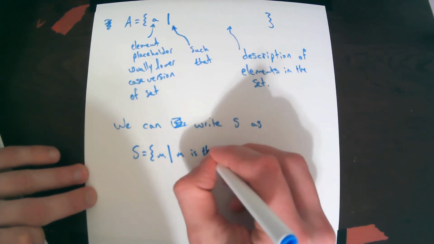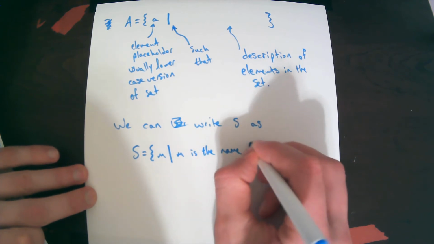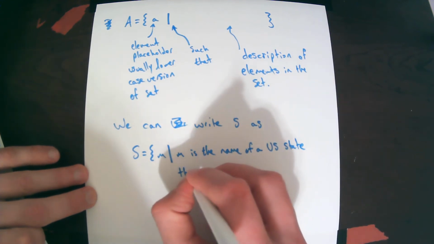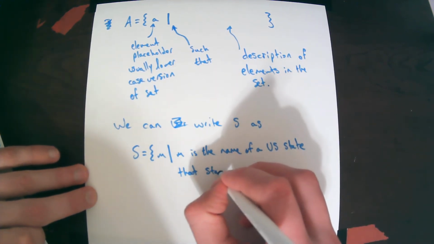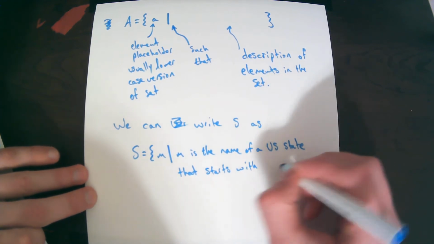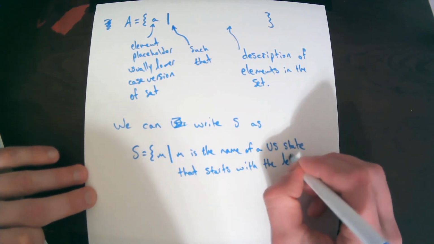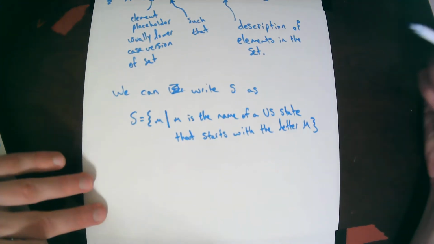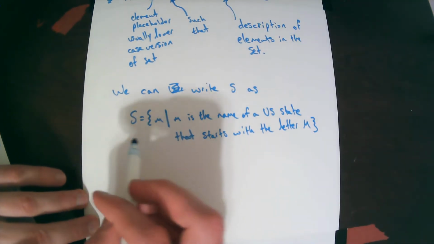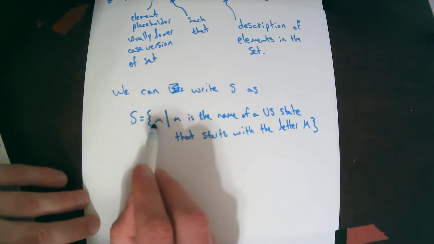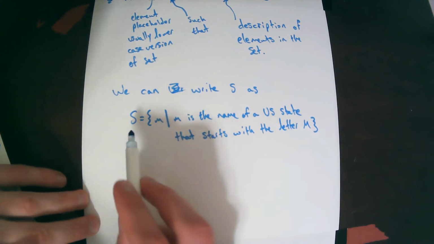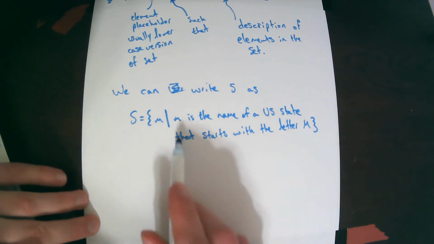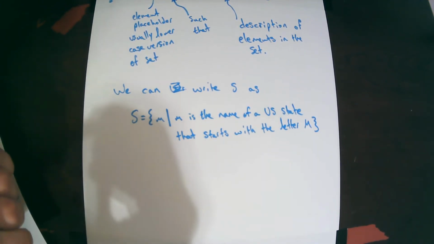M is, and I need to be careful here, I need to say the name of a U.S. state that starts with the letter M. And I'll say capital M because they all start with capital M's. So this would be read as S is the set of all elements M such that, with the conditions that, M is the name of a U.S. state that starts with the letter M.